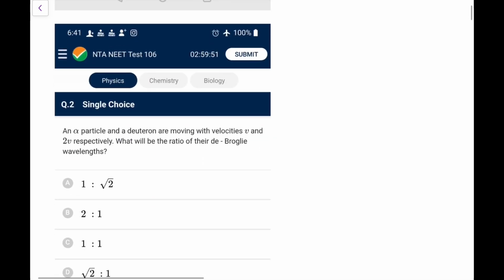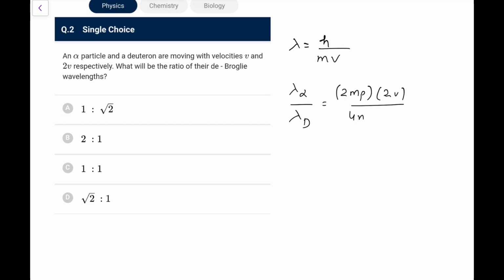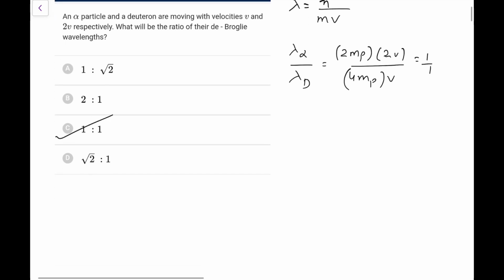Next one, an alpha particle and a deuteron are moving with velocities v and 2v respectively. What will be the ratio of their de Broglie wavelength? So de Broglie wavelength, you know, lambda is h upon mv. So lambda of alpha to lambda of deuteron: mass of deuteron is 2 times protonic mass, velocity is 2v, and alpha is 4 times protonic mass into v, so that ratio is 1:1. Go for option C here. That's another easy one for you.